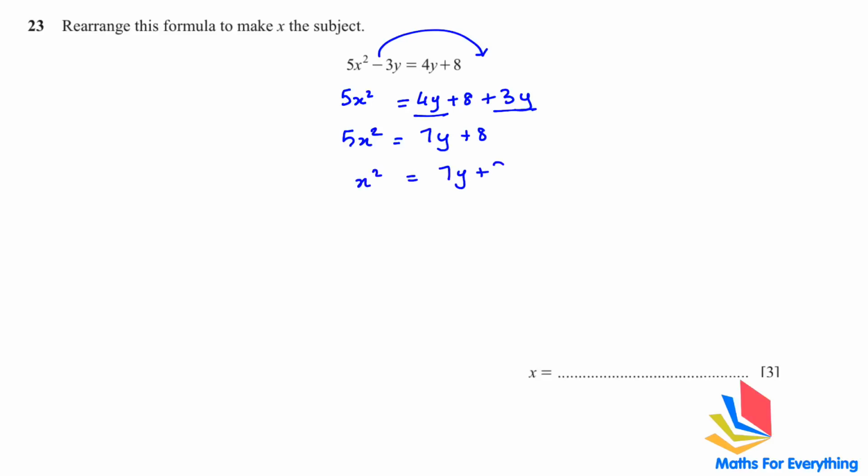Whatever we want to make the subject has to be alone. So the 5 goes to the other side. 5x square means 5 multiplied by x square. So when we move to the other side, it will become divide. So 7y plus 8 divided by 5 can be written as 7y plus 8 over 5. And x has a power square. So if I want to remove the square, I will write square root. So that's it. We have made x the subject.